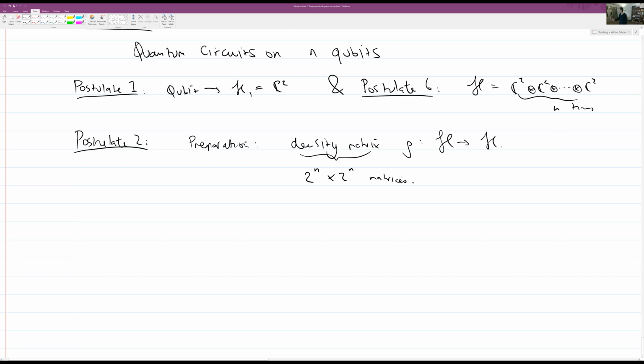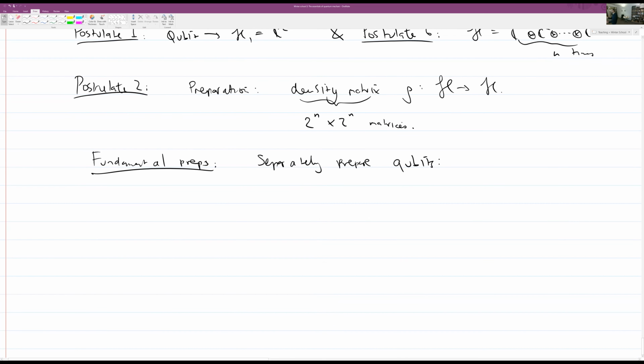Now, it turns out to be very difficult to reason about these large matrices in general, but what we do is we have this list of fundamental or basic preparations that we're allowed to do. And one of them is you separately prepare your qubits. And then the correct state describing the joint compound system is given by the tensor product.